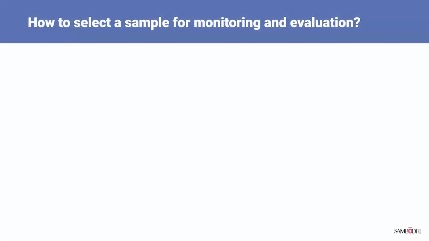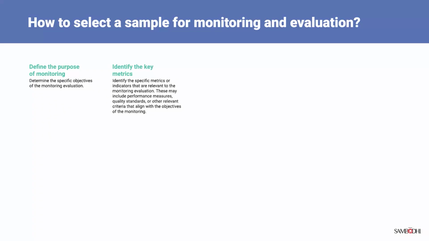To select a sample for monitoring and evaluation, it is crucial to understand each step in the process, which is what we will do in this section. First, you must define the purpose of monitoring, which basically means to determine the specific objectives of the monitoring evaluation. Then you must identify the key metrics or indicators that are relevant to the monitoring evaluation. These may include performance measures, quality standards, or other relevant criteria that align with the objectives of the monitoring.